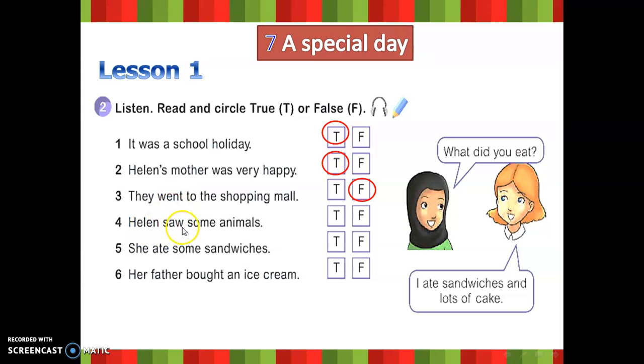Helen saw some animals. See, saw. She ate some sandwiches. Yes. His father bought an ice cream. No, her mother. Okay.